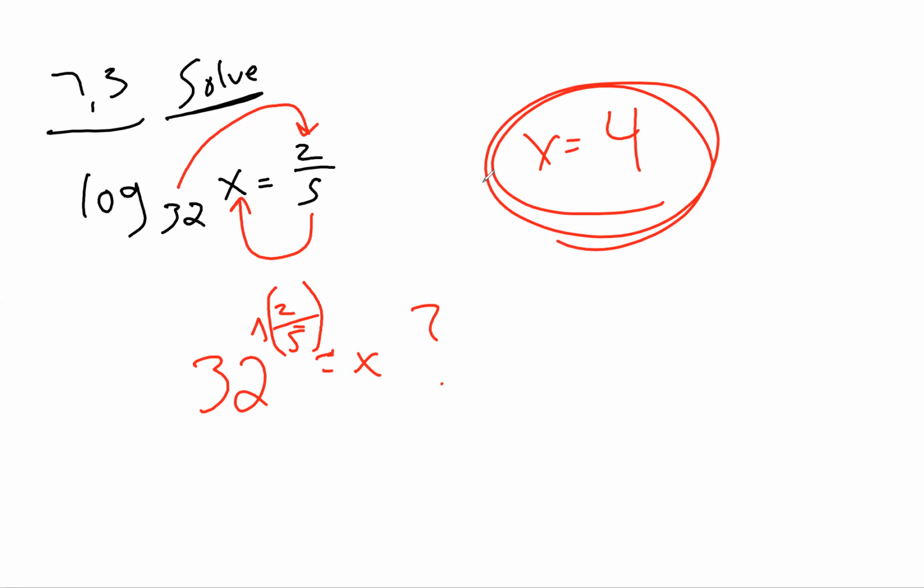So if you were one of the folks, many folks actually asked me about this question. If you were one of the folks who asked me about this question, do me a favor. If you have your calculator handy, get it out and type in 32 and raise it to the 2/5, hit your enter, and make sure that you get 4, because that's it.